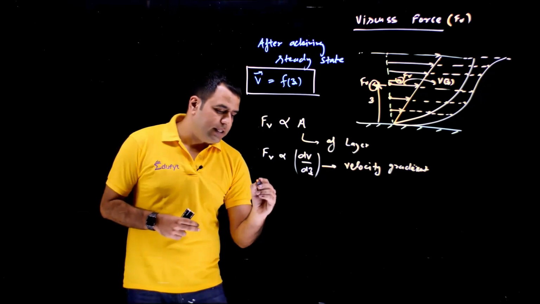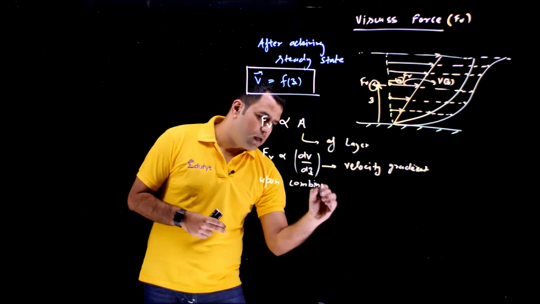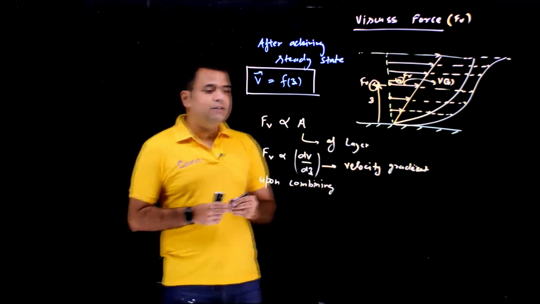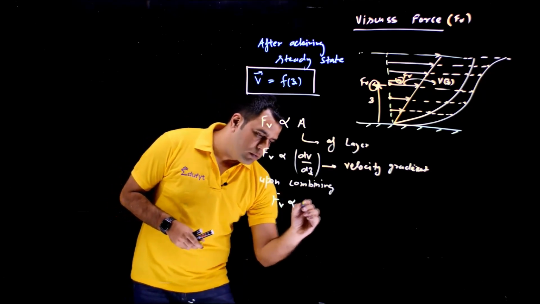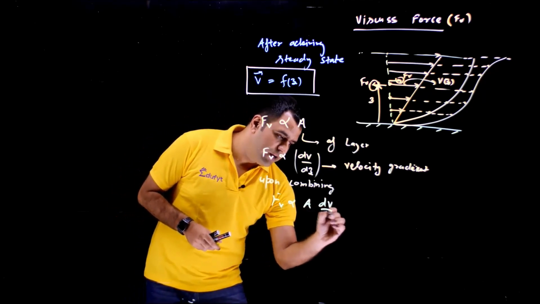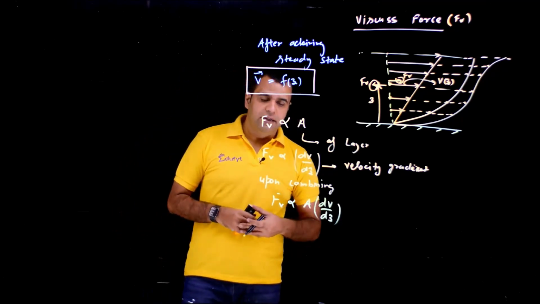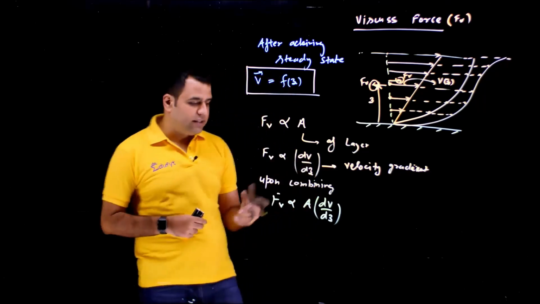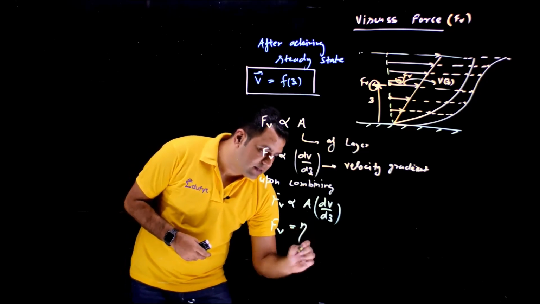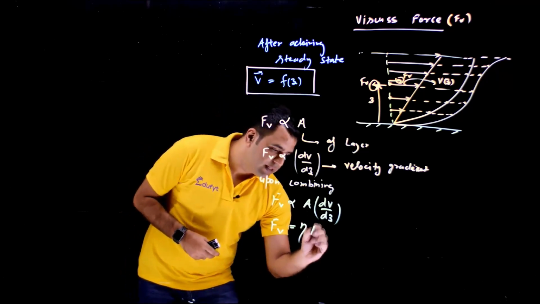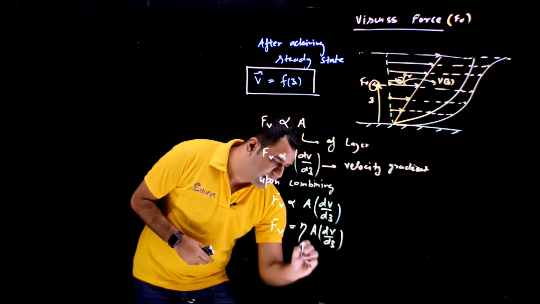Okay. So if we combine these two things, Fb comes out to be proportional to A dV upon dz. There is a proportionality term, so we have to introduce some constant for it. If we replace this proportional sign by a constant, that constant is defined as eta. Eta A dV upon dz. This is called eta.